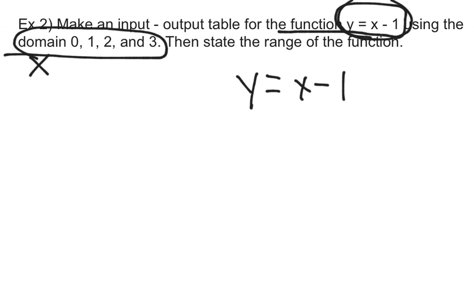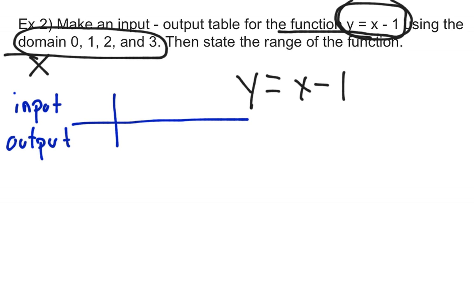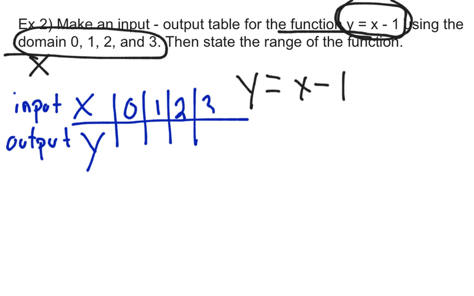So here's what they're talking about. Okay, an input-output table is this. We're going to make a little table, input and output, a little T table here, where it's just going to look like a little T, all right, where the input numbers are our x's and the output numbers are our y's. So an input-output table is the same thing as an XY table, and now they're telling me what the domain is. The domain is 0, 1, 2, and 3. So they're telling me those are going to be my x's. So in my table for the x's, I put 0, 1, 2, and 3.